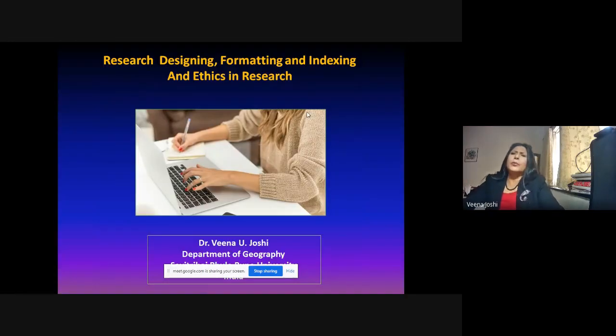So this is the topic that I'll be talking to you about today: research designing, formatting and indexing, and I took the liberty of adding one more aspect, that is ethics in research. I did not give it when I gave the topic, but I thought it's very, very relevant that I have to put it in. So if somebody has already spoken to you about it, you'll have to once again listen to me.